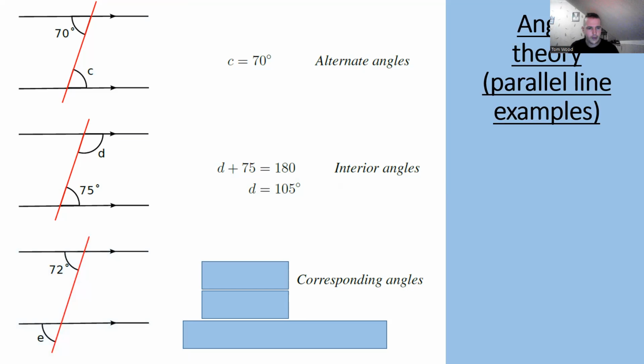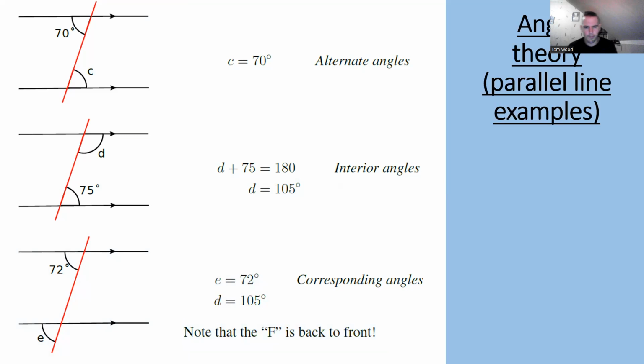Corresponding angles here then. So again, I'm hoping you can spot that straight away. You don't even really have to do any maths. You just think, oh, it's the exact same. 72 degrees, it will be 72 degrees. It's like a back to front F, essentially.